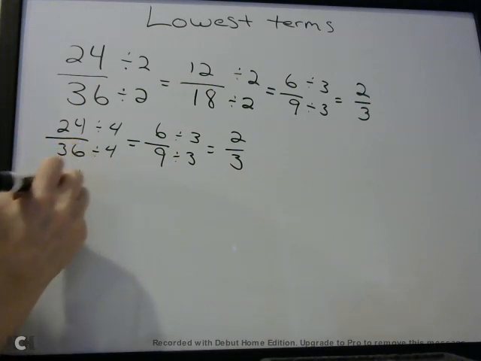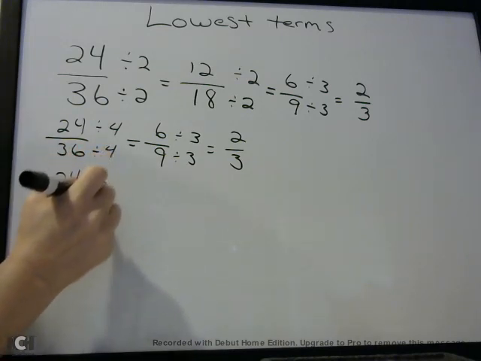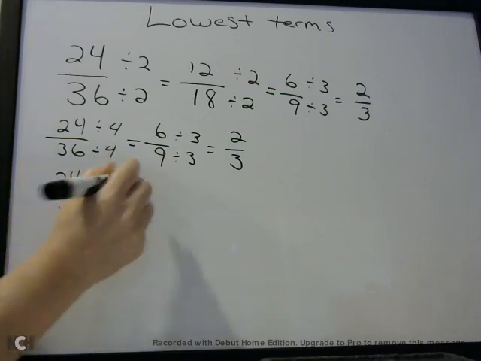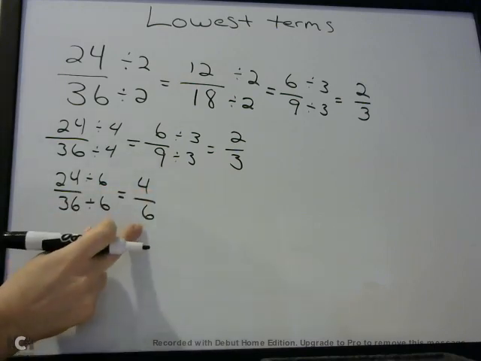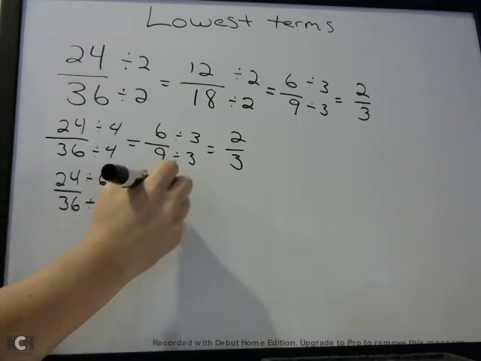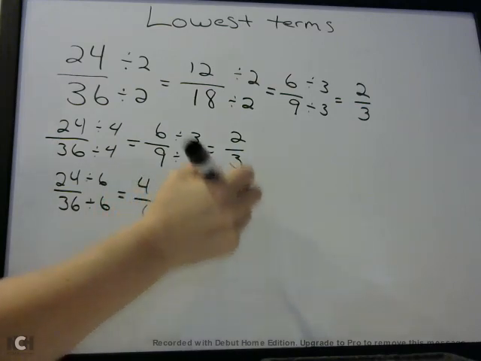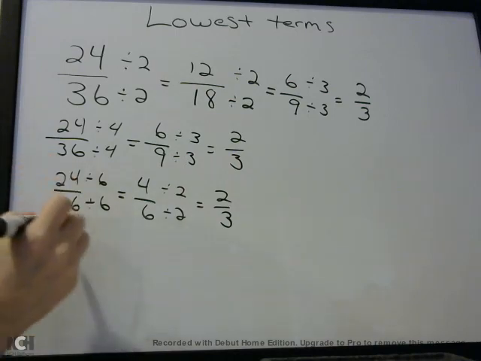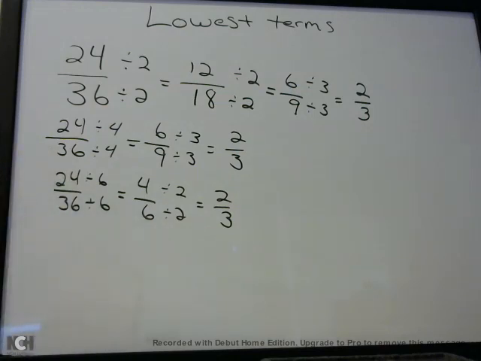Let's say 24 over 36. Let's say right away you say, hey, both of those can be divided by 6. 24 divided by 6 is 4. 36 divided by 6 is 6. Is that in lowest terms? Well, no, because both of them can be divided by 2. And we get 2/3. Again, same answer. We took different routes, so there's really no one way to do this. Whatever occurs to you first, just keep going until you get to lowest terms.